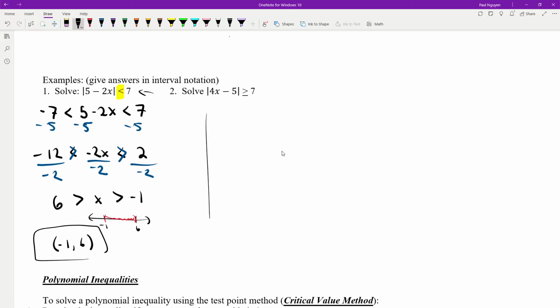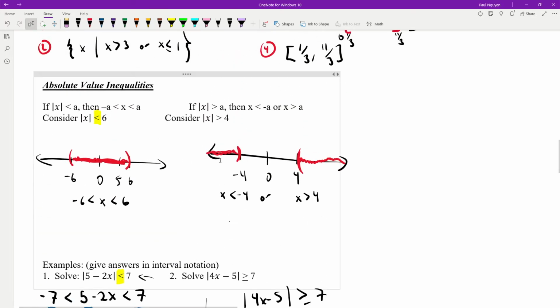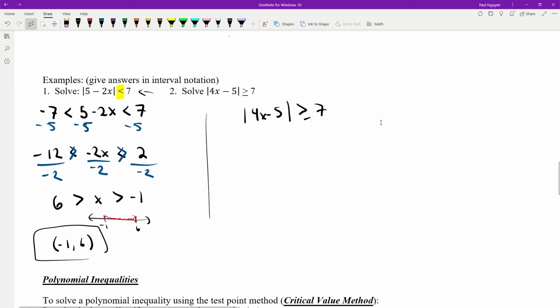Well, what if I have the absolute value of 4x minus 5 is greater than or equal to 7? Now we're in the one on the right over here. If it's absolute value bigger than something, either I'm less than the negative or bigger than the positive. So this means either 4x minus 5 is less than or equal to negative 7, or 4x minus 5 is bigger than or equal to positive 7. So we solve these two things separately.